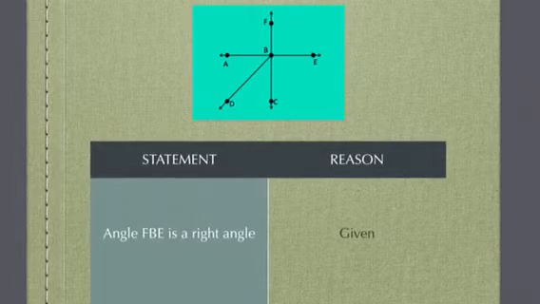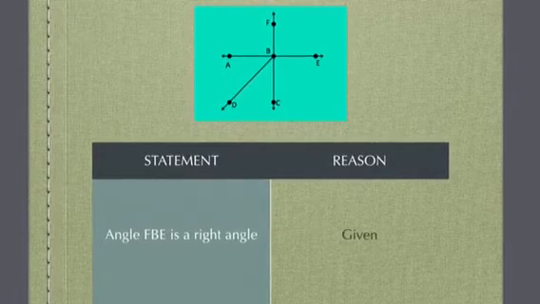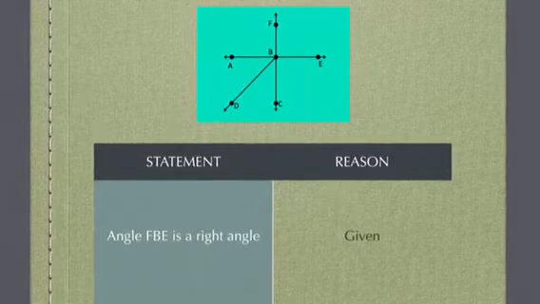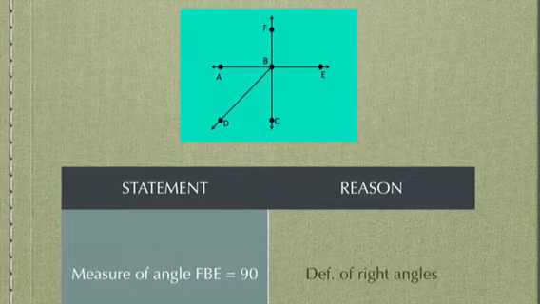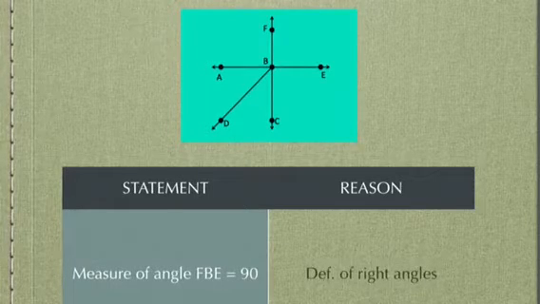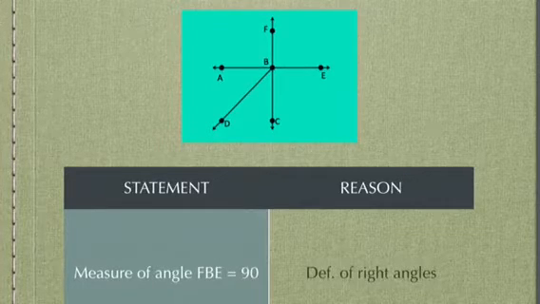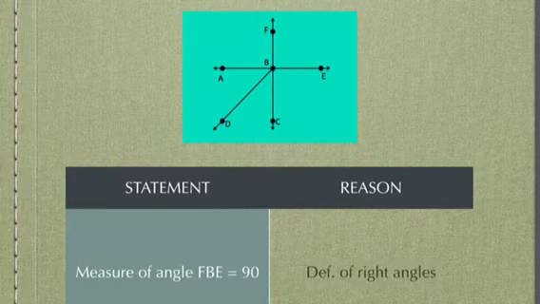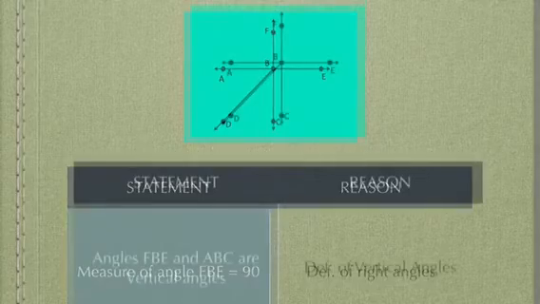The first statement is always the given, and in this problem the given is angle FBE is a right angle, and the reason for that is because it is the given. The second statement is measure of angle FBE is equal to 90 degrees, and the reason behind this is the definition of right angles, because as stated by the definition, a right angle is formed by two perpendicular straight lines, which in this case is true.